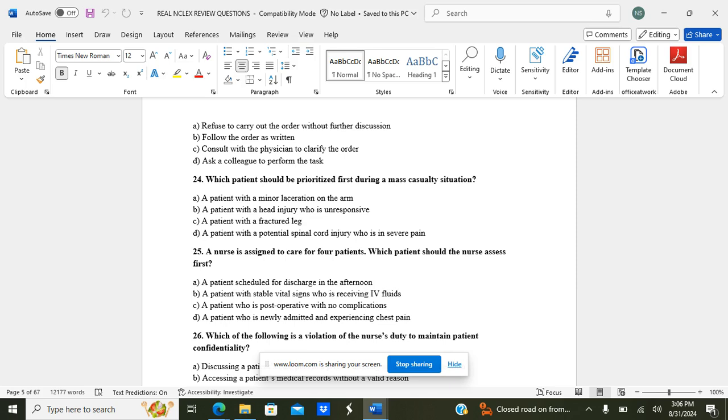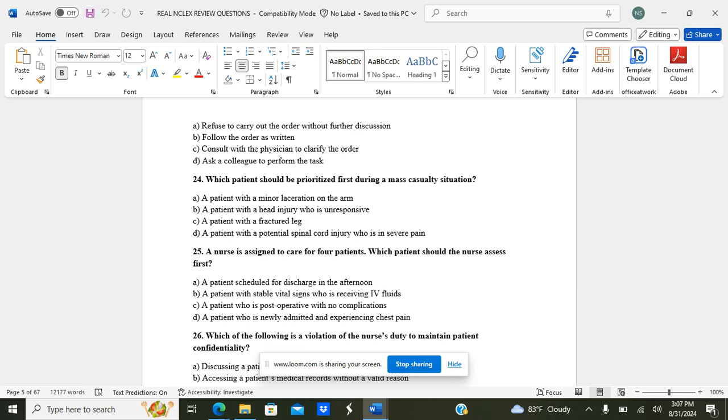Some students can say, why don't you take unresponsive? Because head injury, unresponsive, you should take this choice. But no, a patient can be unresponsive, but is not going to die. It can be like that for five minutes. But this one, severe pain, trust me, he's going to die soon. Take care of this patient. D is the choice. D is the best answer.